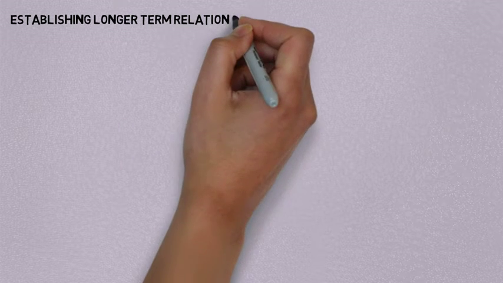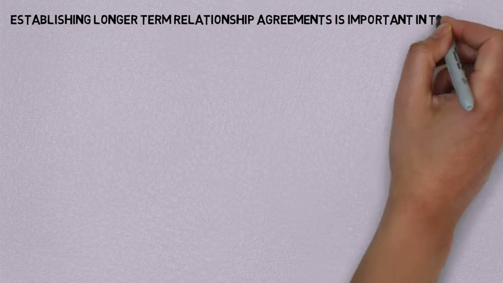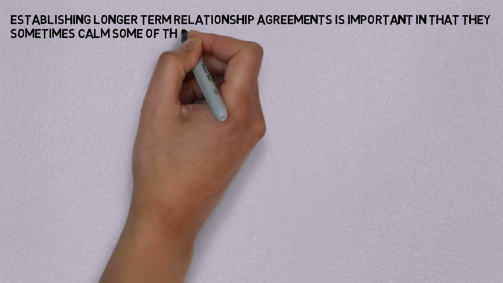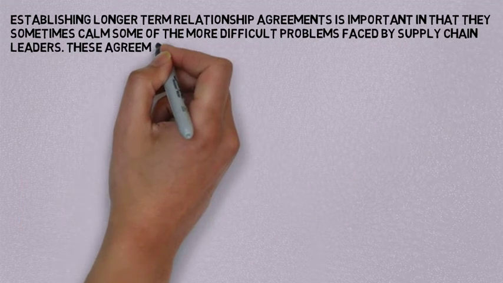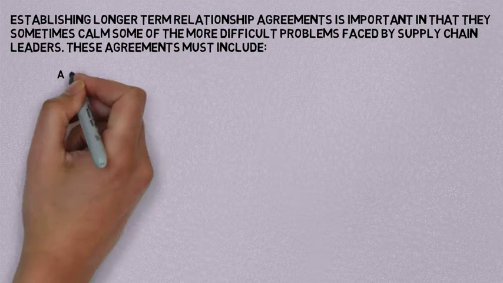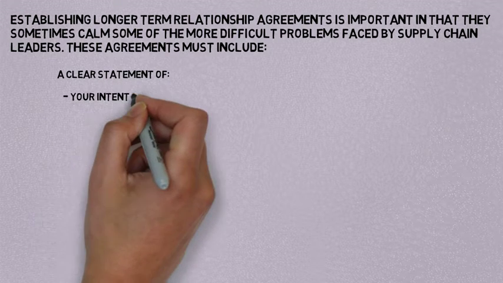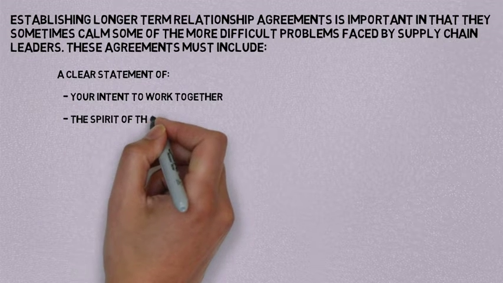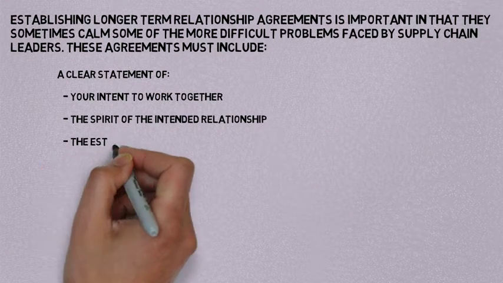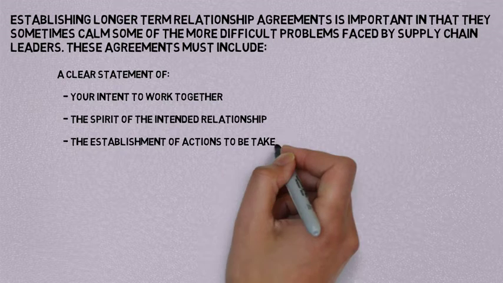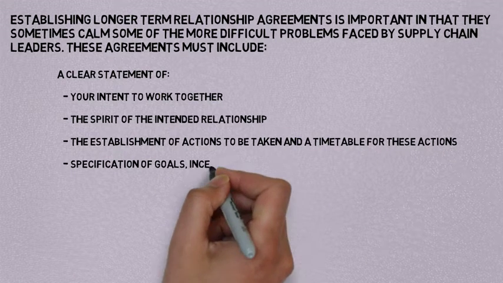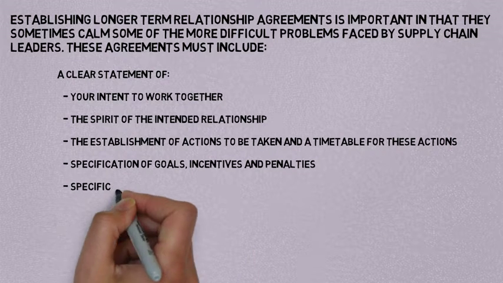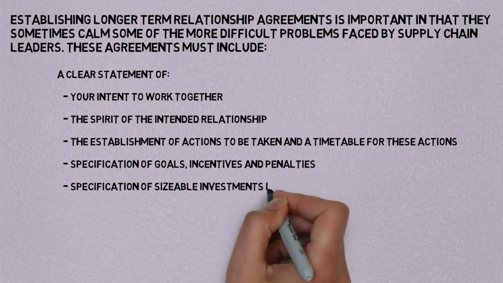Establishing longer-term relationship agreements is important in that they sometimes calm some of the more difficult problems faced by supply chain leaders. These agreements must include the following. First, a clear statement of your intent to work together, as well as the spirit of the intended relationship. The establishment of actions to be taken and a timetable for these actions, as well as a specification of goals, incentives, and penalties, as well as sizable investments in supply chain assets.